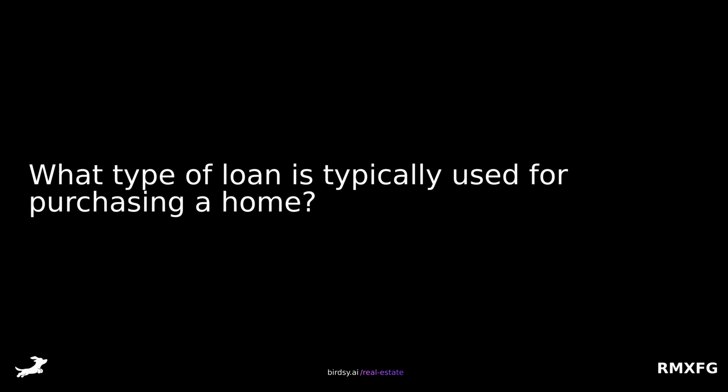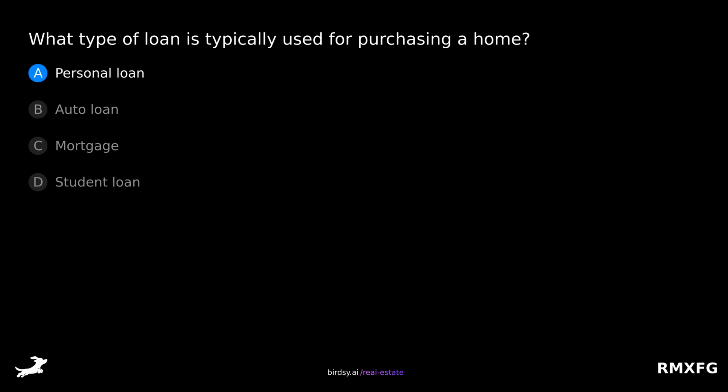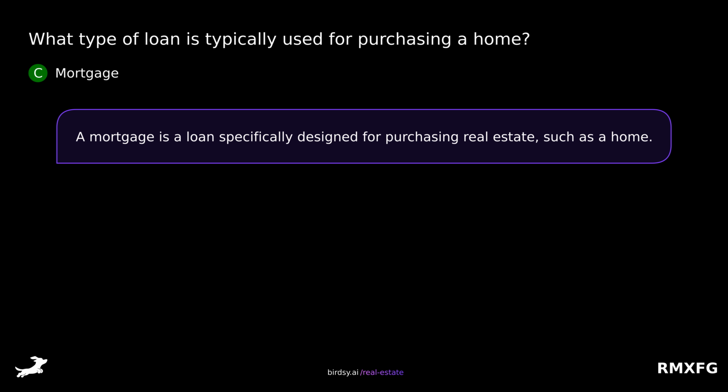What type of loan is typically used for purchasing a home? Is it A, personal loan? B, auto loan? C, mortgage? Or D, student loan? The answer is C, mortgage. A mortgage is a loan specifically designed for purchasing real estate, such as a home.